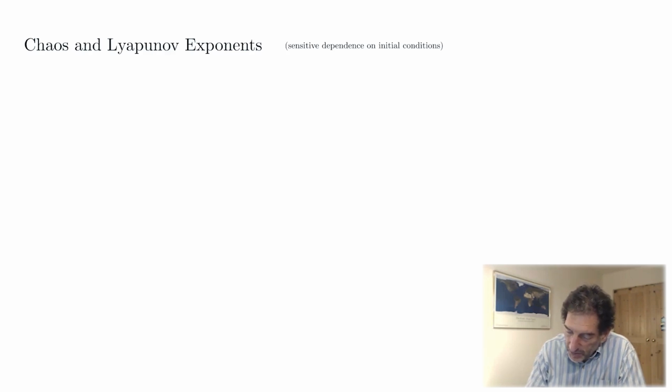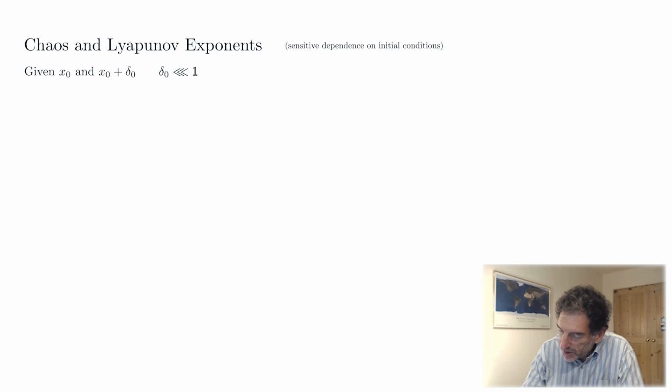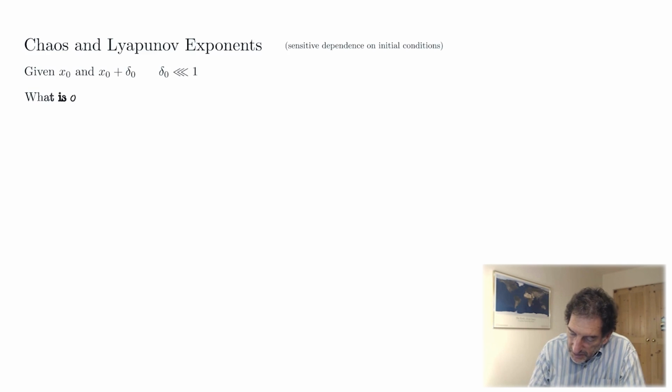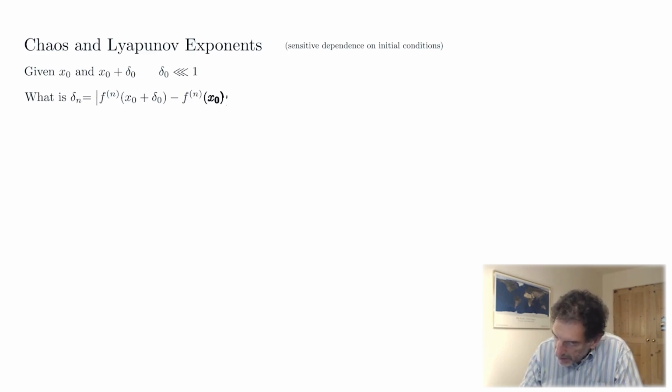So given 2 points x naught and x naught plus delta 0, where delta 0 is much, much less than 1. And the question is the following: what is the deviation after n iterates of the function? So let's call that deviation delta n, and so that's going to be fn of x0 plus delta 0 minus fn of x0. We're only interested in its absolute value, so we want to ask what is the deviation between these 2 nearby points after we've iterated n times.